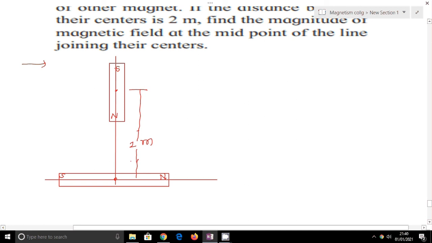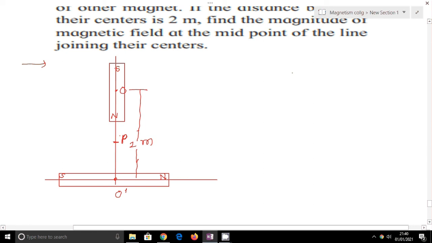Now here what we have to find out? We have to find out the magnitude of the magnetic field at the midpoint of the line joining the centers. If I write the names of the centers, O is the center of the first magnet and O dash is the center of the second magnet. Then the midpoint of OO dash is here. Suppose this midpoint is P, so we have to find the magnetic field at P. This is the diagram given according to the condition.